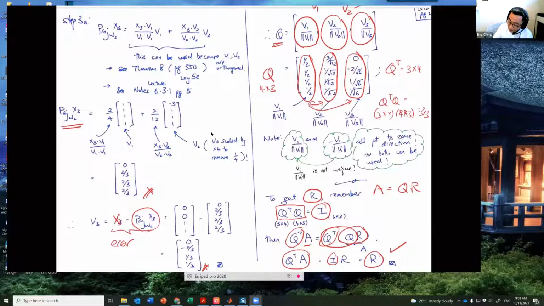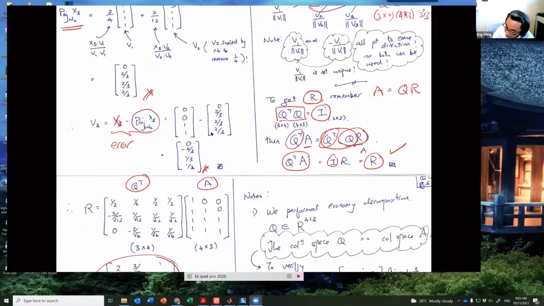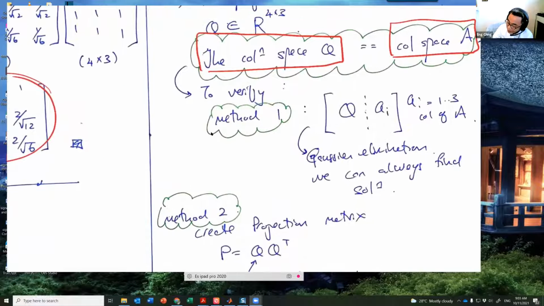Finally, if you also want to check, remember that the column space of Q is the column space of A. So what does that mean? You take Q and each of these columns of A and do Gaussian elimination. You are trying to use the columns of Q to approximate A. Since A is in the column space of Q, there is always a solution. So this is one way to verify that you did it correctly.